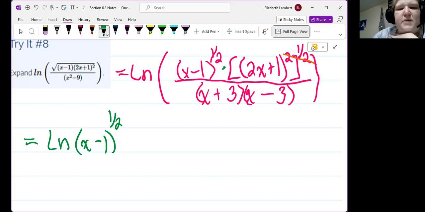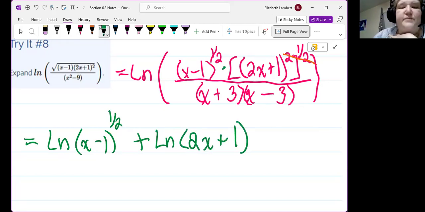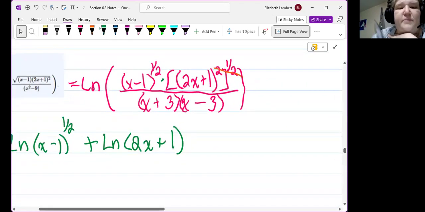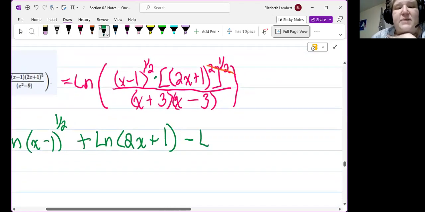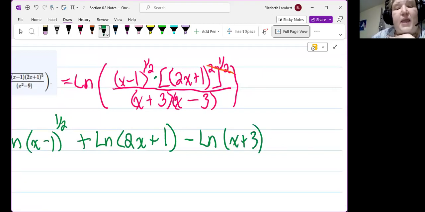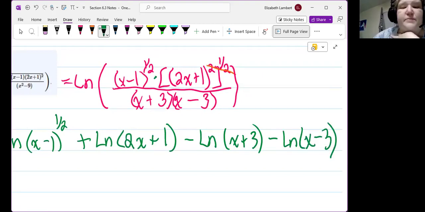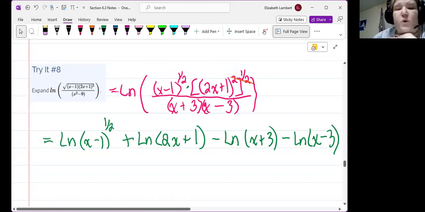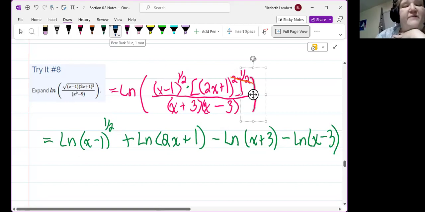All right, so then it will be plus the natural log of 2x plus 1 minus the natural log of x plus 3 and minus the natural log of x minus 3. So there's our 4 pieces. Our last step is just bringing that 1/2 down.